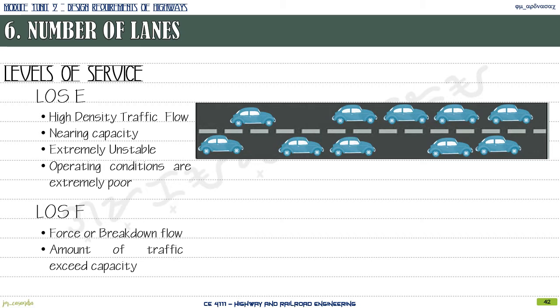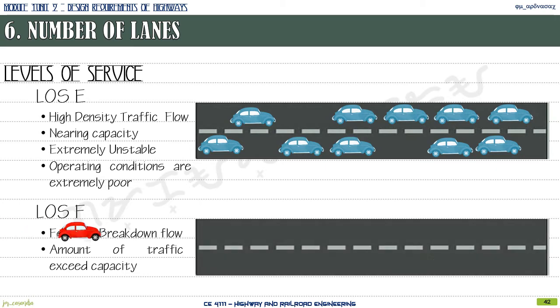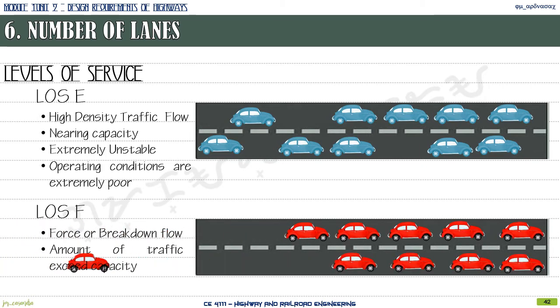Okay, next we have LOS F, which is known as the forced or breakdown flow. The amount of traffic now will exceed the capacity of the road section, meaning we have more than 100% of the capacity. So if the capacity of the road section, for example, is 12, then for LOS F, what is inside your road section for that time is already more than 12. Okay, so it's congestion already. No movement of flow, or no movement of vehicles.